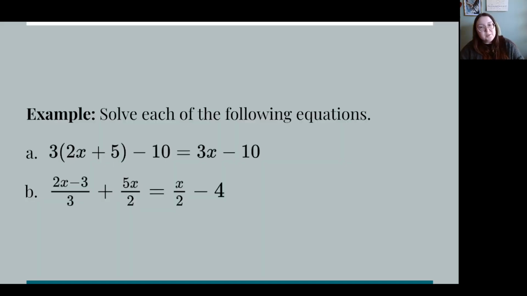So we're going to go ahead, we're going to do an example together. We're going to solve each of the following equations.